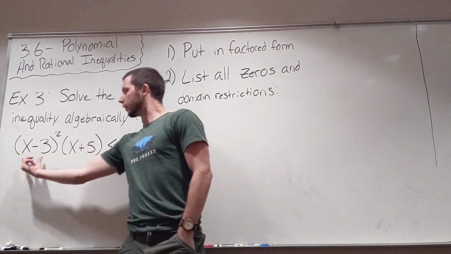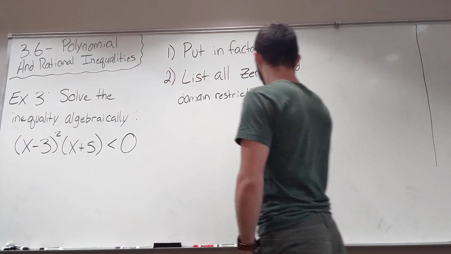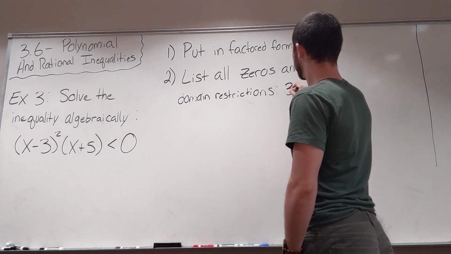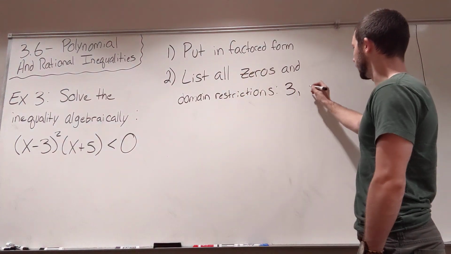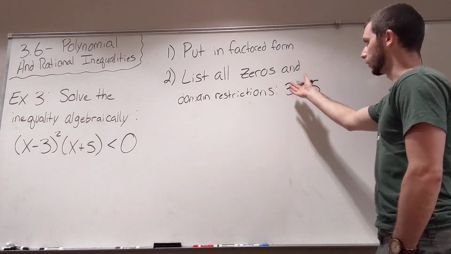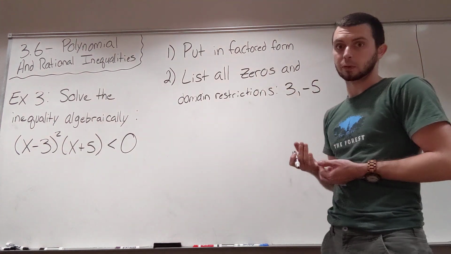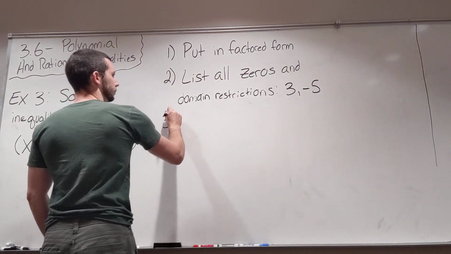So for this first factor, the 0 that we get from it is +3. And the other factor, the 0 that we get from that is -5. So that's step 2 right there. Just list all the zeros and the domain restrictions, if any.